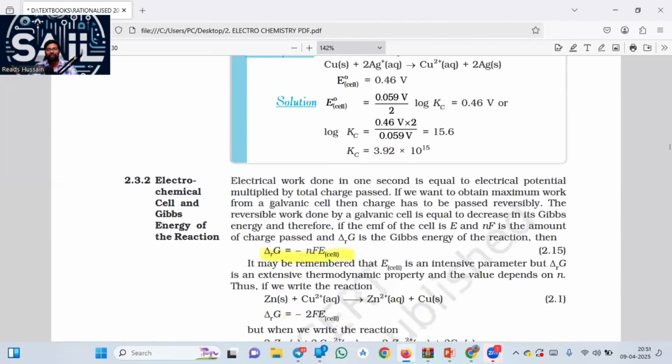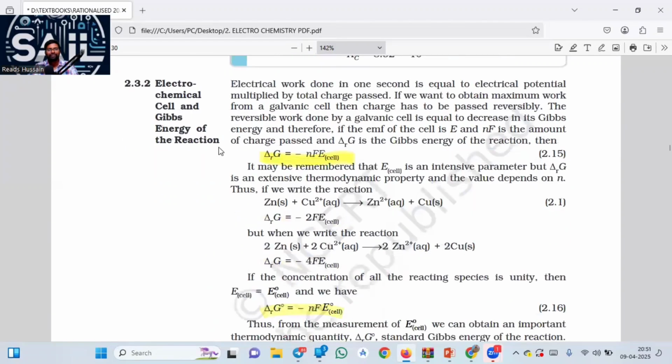Now come to today's topic, electrochemical cell and Gibbs energy of reaction. Electrochemical cell and Gibbs energy of reaction, right? Here, let's come to the formula directly. Then I will try to make you understand.